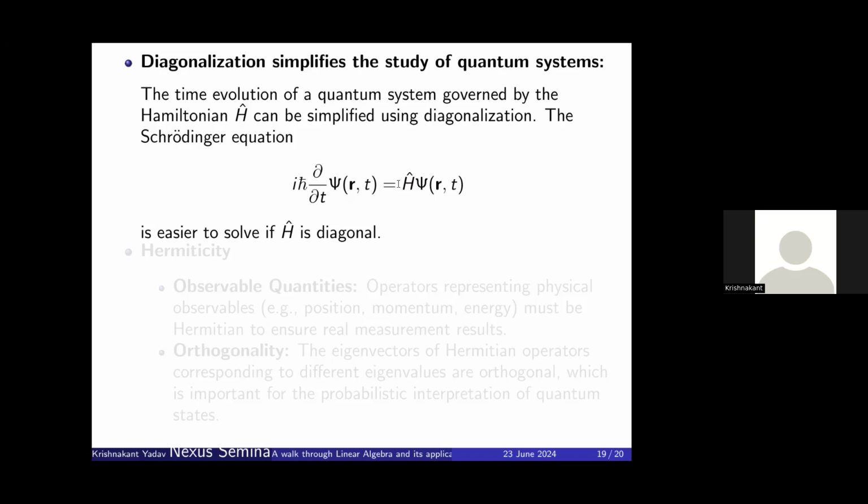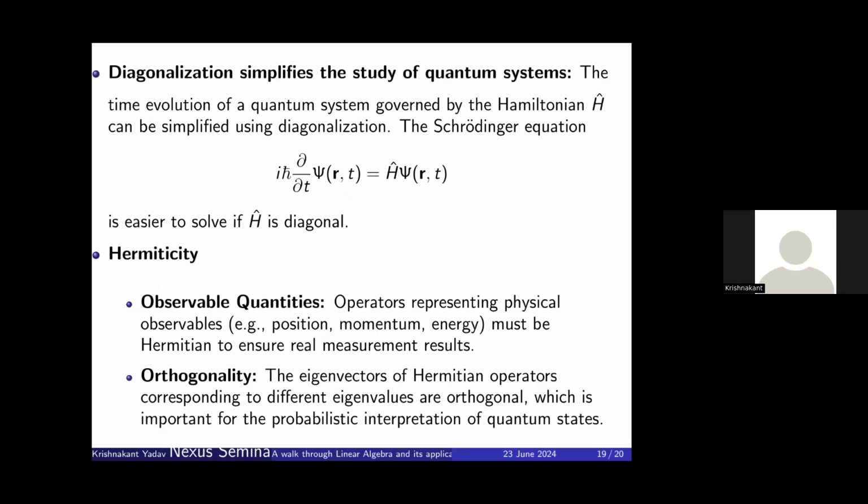We have discussed this in the previous part. If we look at the evolution of quantum states, we can say that the evolution of quantum states gets more simplified using diagonalization.